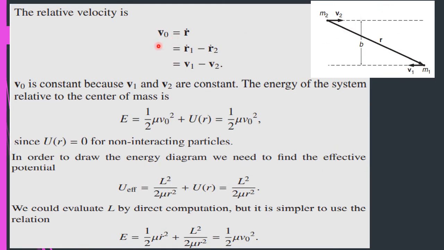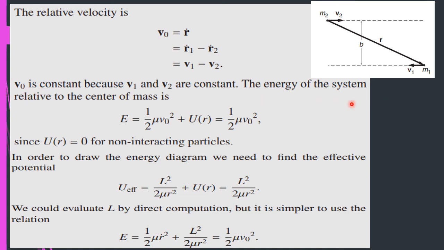So in our system we have a relative velocity v0. Relative velocity v0 is equal to v1 minus v2. Now what is v1? v1 is r1 dot and v2 is r2 dot, where r1 and r2 are the positions of m1 and m2 with respect to the origin. Okay, now r1 dot minus r2 dot is nothing but r dot. Okay, now this v0 is constant because v1 and v2 are constants. So this way the velocities are constant and v0 is a constant, right?